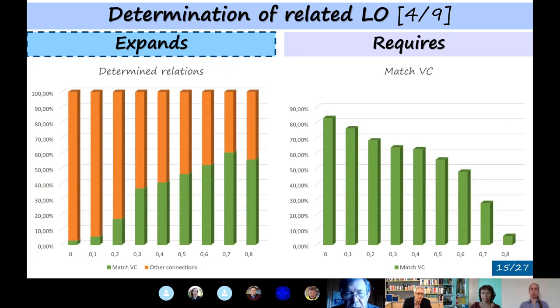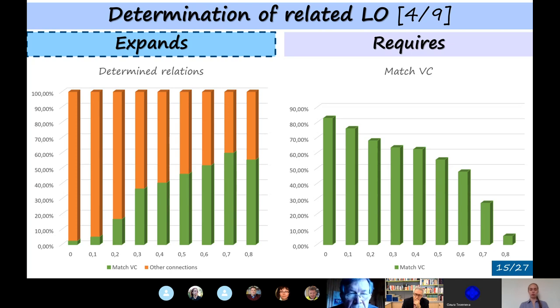Depending on different probability boundaries, you can see how the results differ. Green color represents those pairs of learning outcomes which match the validation corpus. Orange color represents noise. As you can see on the left chart, the higher the probability boundary, the lower the level of noise. But the right chart also shows that the higher the probability boundary, the lower the percentage of related learning outcomes from the validation corpus we can determine automatically.